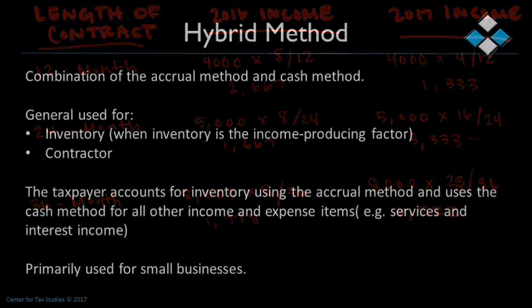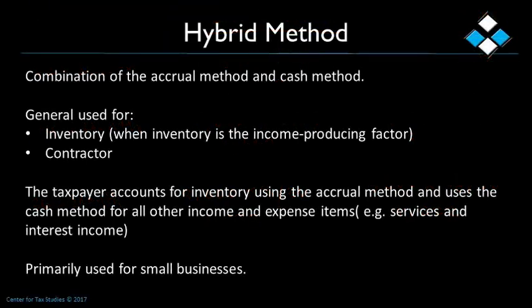Okay, so now let's talk about the hybrid method. The hybrid method is a combination of the accrual method and the cash method of accounting. It's generally used for inventory, when inventory is the income producing factor, meaning that that is how you actually make your income, is through your inventory, like Walmart. The taxpayer accounts for inventory using the accrual method and uses the cash method for all other types of income and expense items.